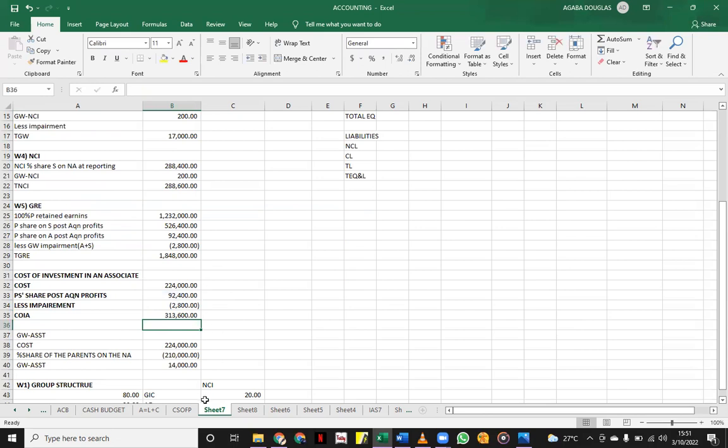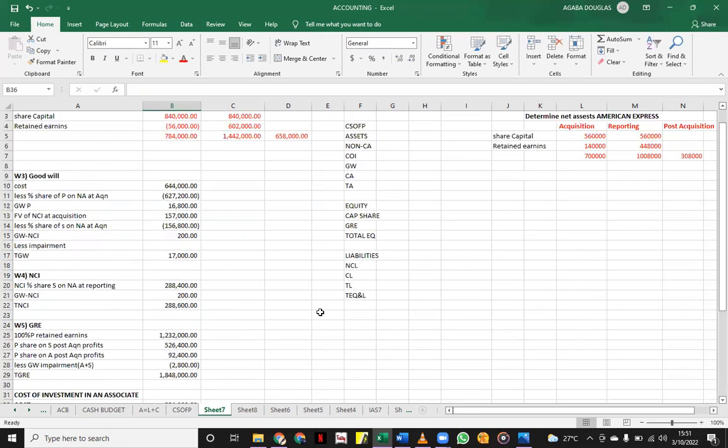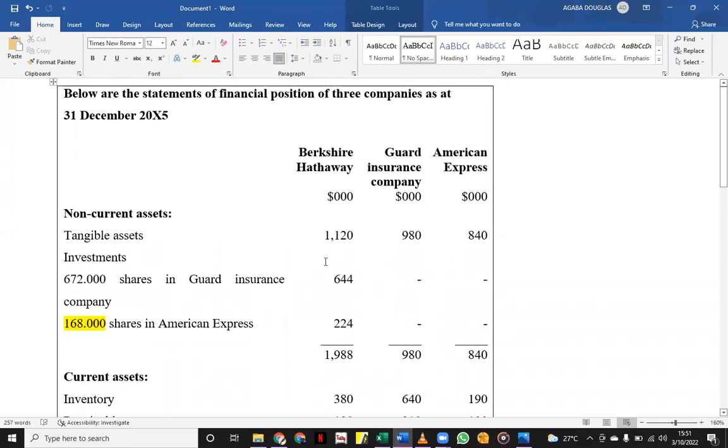Okay, so we have everything done. So it's just a matter of us filling in this. So we will come and then I will get our totals. So we'll start with the non-current assets. Remember, we are not going to include the associate's assets and liabilities, because we only include the cost of investment only, but the rest we ignore them because we don't have control over them.